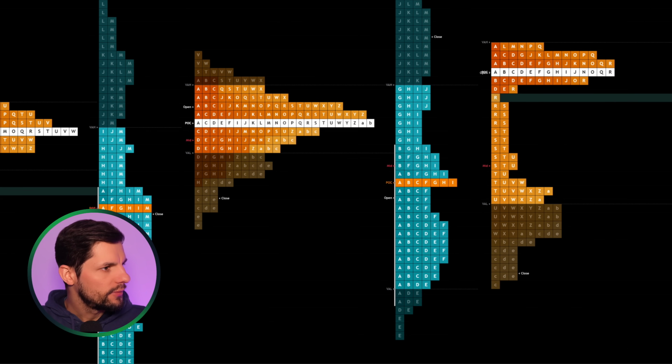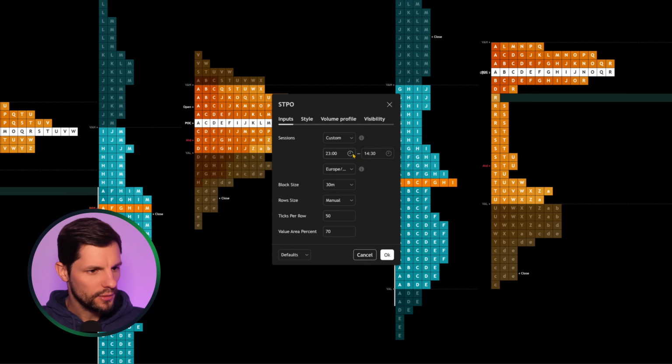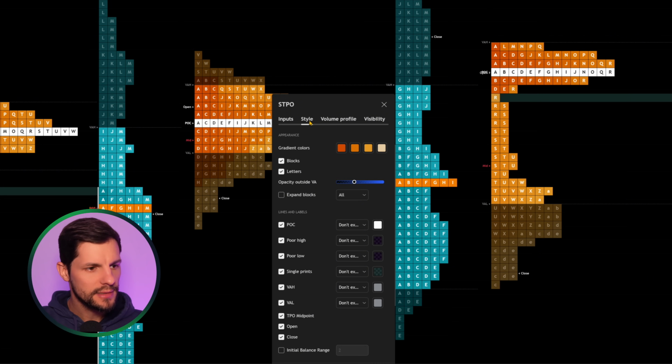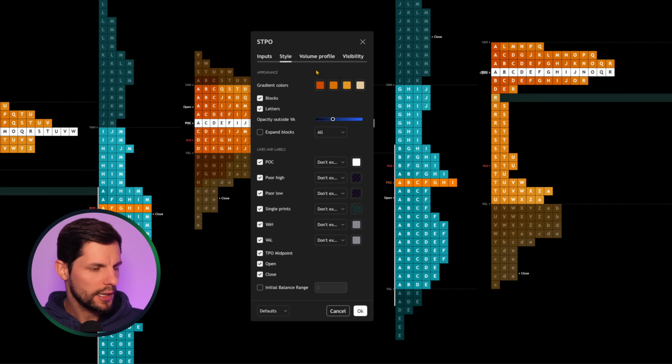So these are the settings. 23, 14, 30, Europe in my case, 30 minutes, manual, 50, and then 70 for the value area. Style, we're looking at just a standard color here, orange, to differentiate the overnight from the regular trading hours.